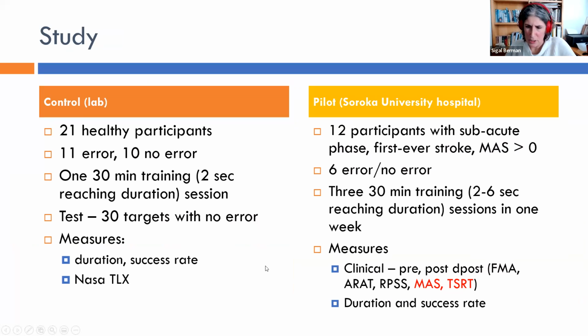So we did two experiments with this system. One experiment with healthy controls to verify the method, and then we did an experiment with 12 participants in Soroka, first ever stroke. They had some tonus in their muscle, so the modified Ashworth scale was more than 0, and 6 participants trained with error and 6 without.